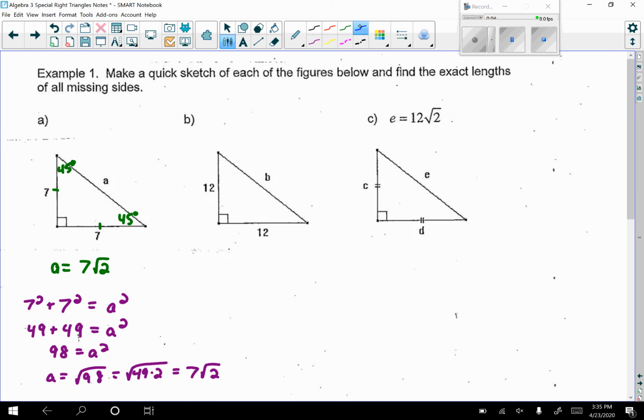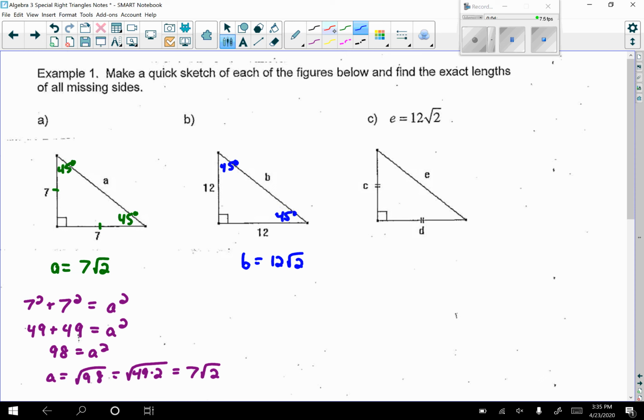All right, looking at B, a lot like A, we have both legs are 12, so again, this makes this a 45, 45, 90 triangle, and we could simply say that B is equal to one of the legs, which is 12, times radical 2, and we're right there at the answer.